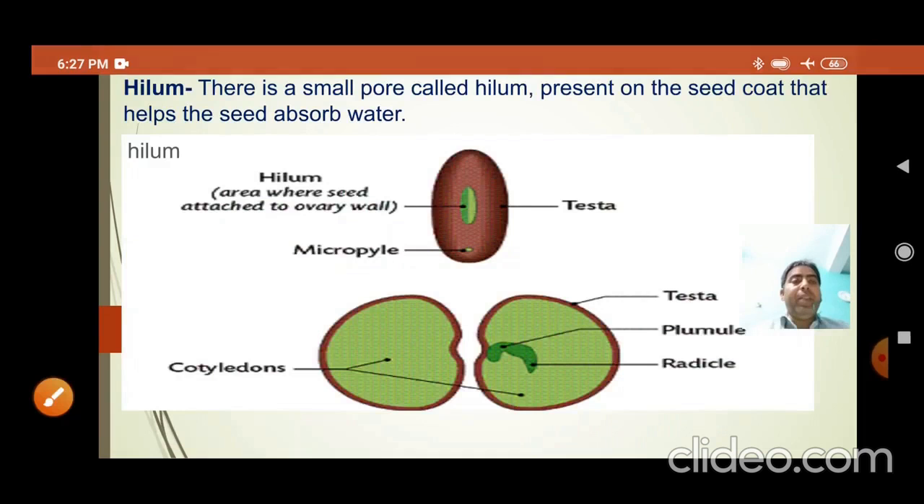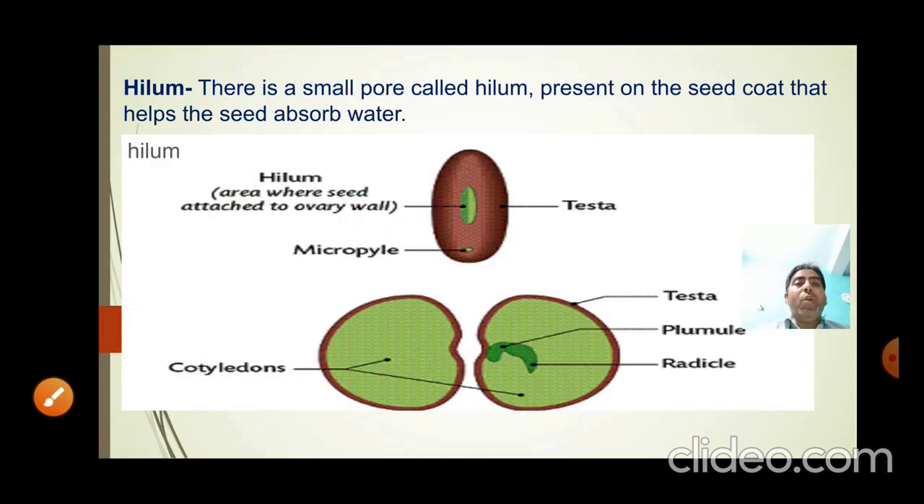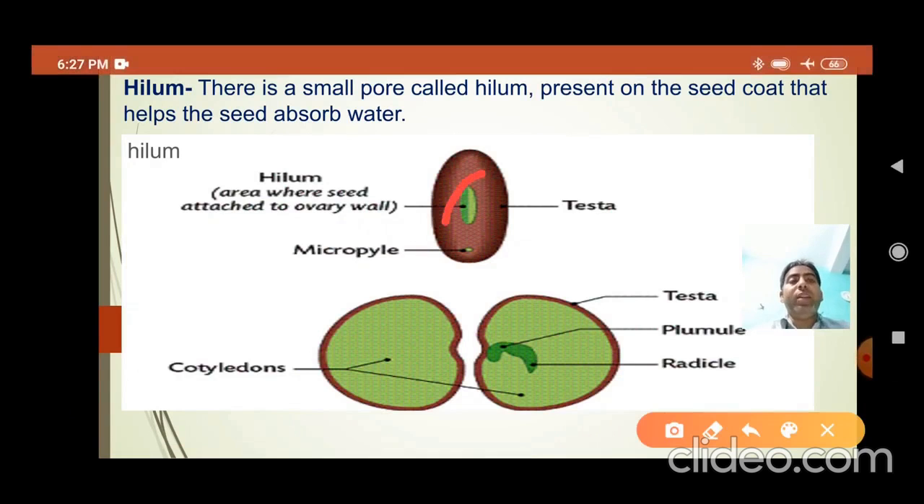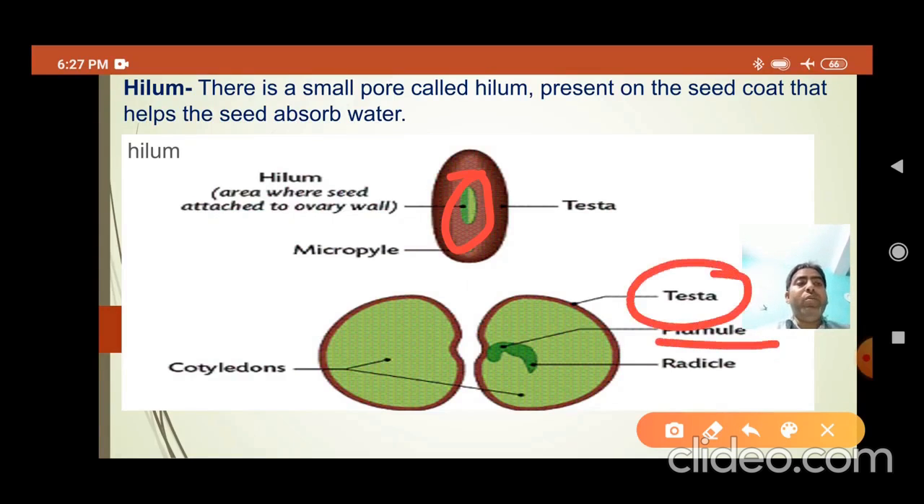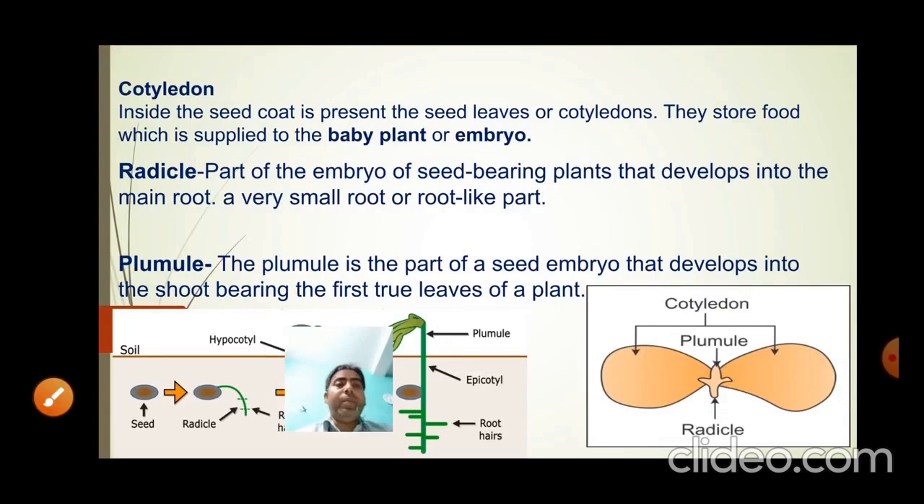Now come to the hilum. What is hilum? In any seed, in the middle portion, you will see a hilum. There is a small pore called hilum present on the seed coat that helps the seed to absorb water. The outermost covering is the testa, this is the plumule, this is the radicle, and these two are the cotyledons.